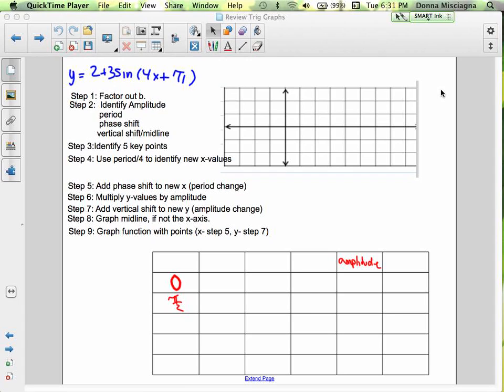Welcome to graphing sine and cosine. So now today we're going to graph the function y equals 2 plus 3 sine (4x plus pi). And this one has everything.